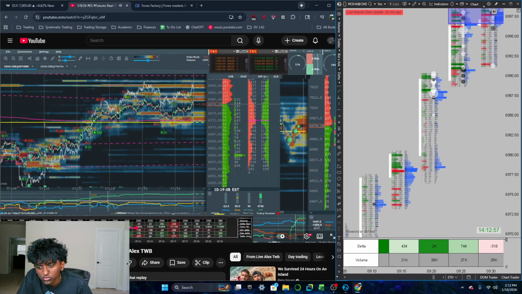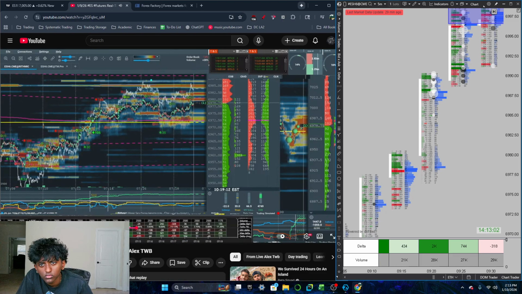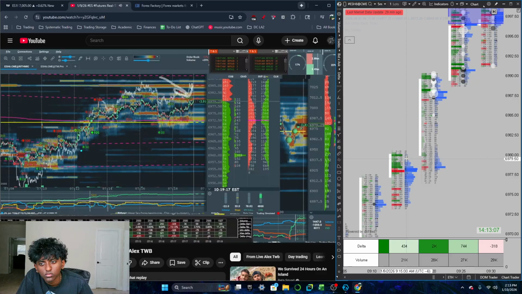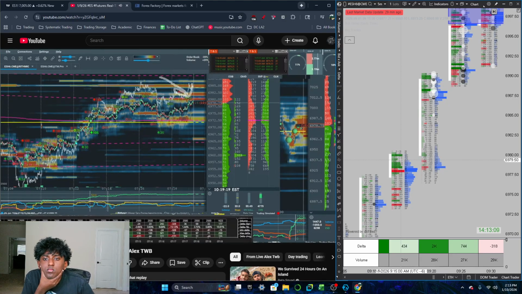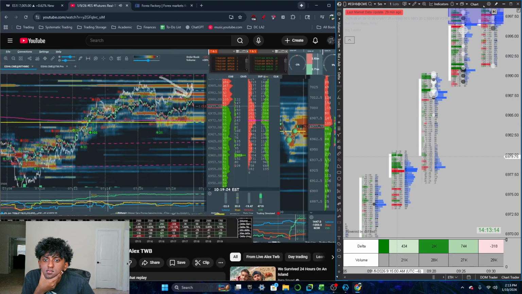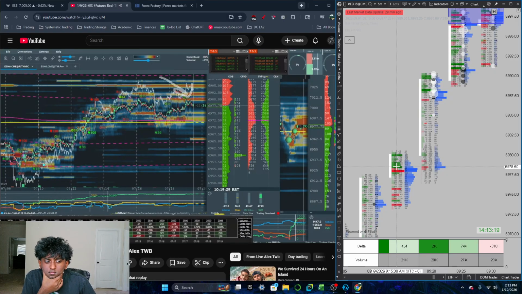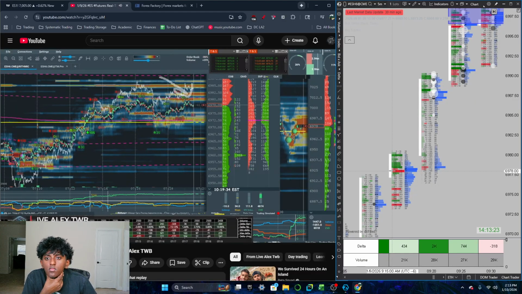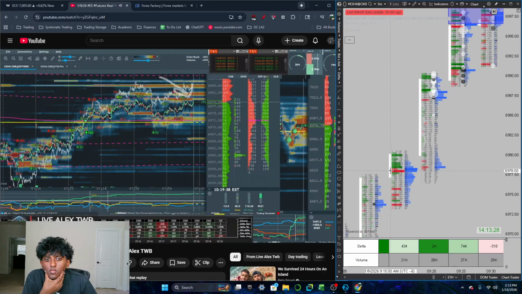See these sellers get taken out and absorbed right here on NQ. Over here in ES, got the same thing showing up, so that's a good sign. I like to see that. Let's see if it pushes through. I'll keep an eye on our market pulse indicators, see if they stay green.